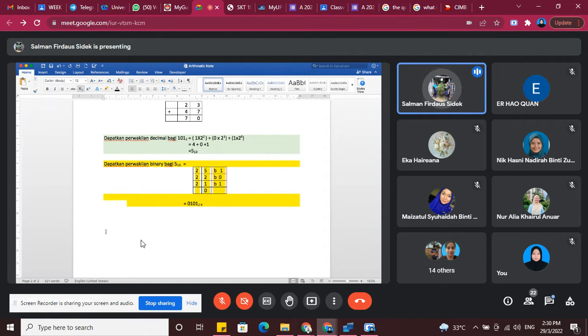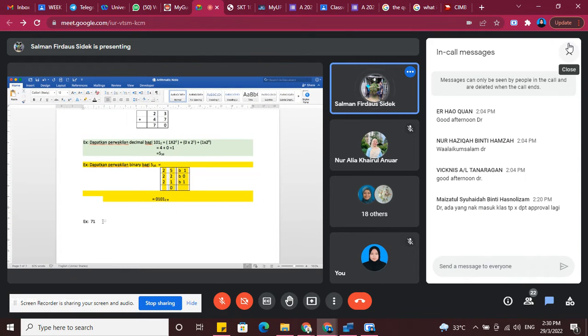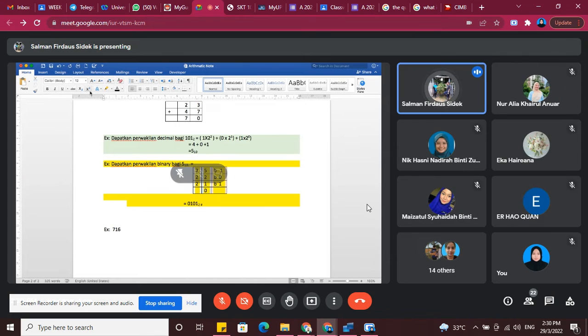Ini contoh yang seterusnya. Let's say kita ada 7, 1. For octal number, this example is for octal number. Okay, let's say we have 716, base 8. Don't forget to write like that. Base, it represents the numbers. The numbers are in octal, so there is no 8 and no 9.